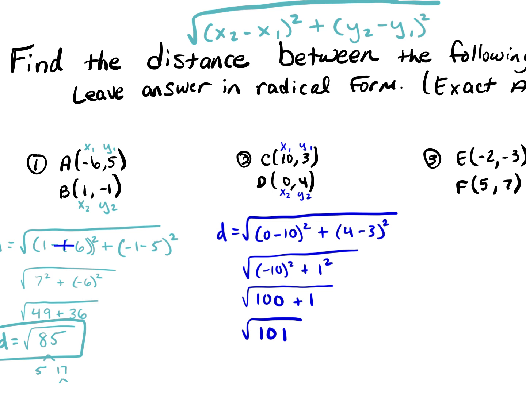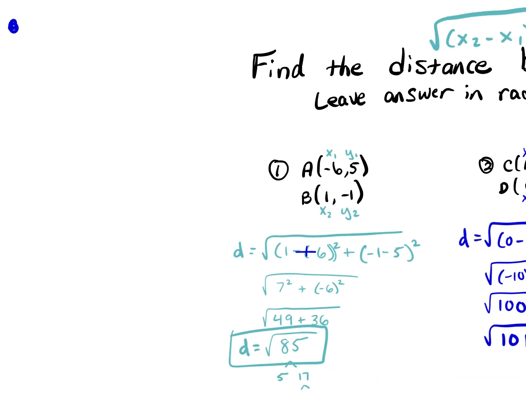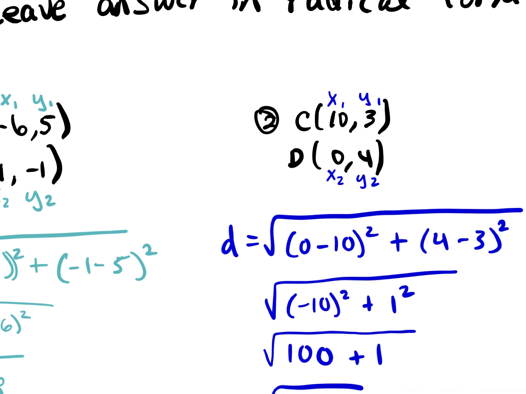Does it matter which one you label, like x1 and x2? It doesn't. Because if I was finding the distance between this point and this point, it doesn't matter if I start at the top one and go to the other one. So it doesn't matter which one's your first, as long as you're consistent. So if I make the first one x2, the one that goes with it would have to be y2.